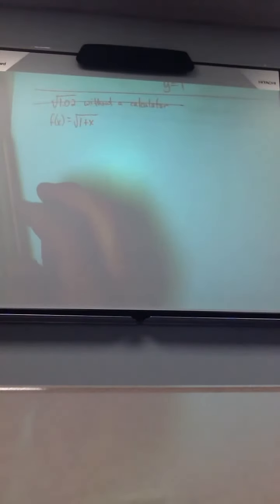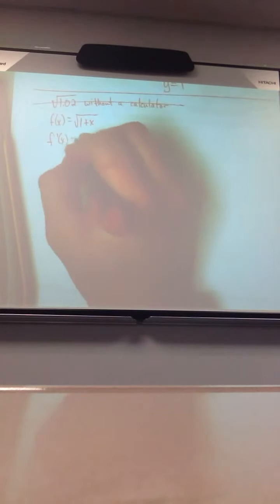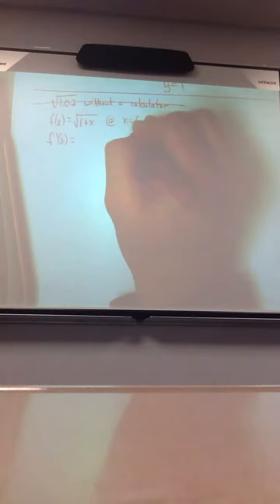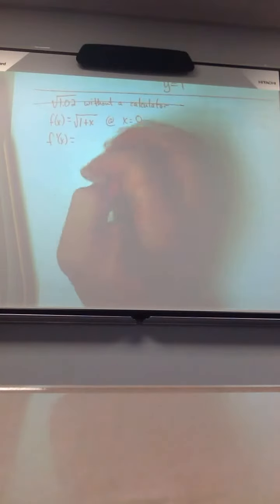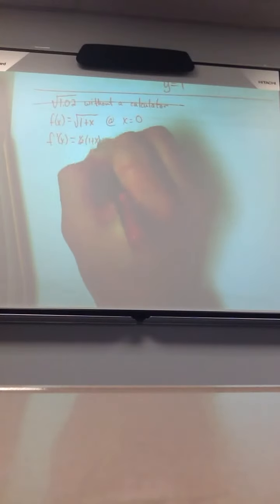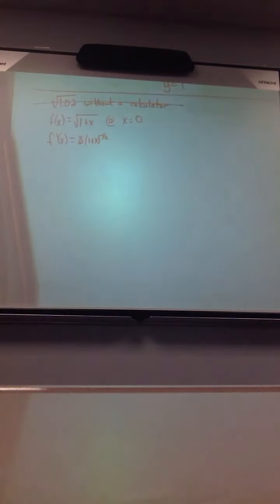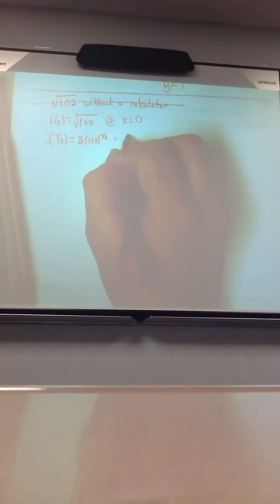Let's find the equation of the line tangent to this. Okay? So how do you do that? Yeah, you find the derivative. And we're going to go at x equals 0. So find the equation of the tangent line at x equals 0, because wouldn't that be the square root of 1? So the derivative of that would be 1/2 times 1 plus x to the negative 1/2, which is 1 over 2 square root of 1 plus x.